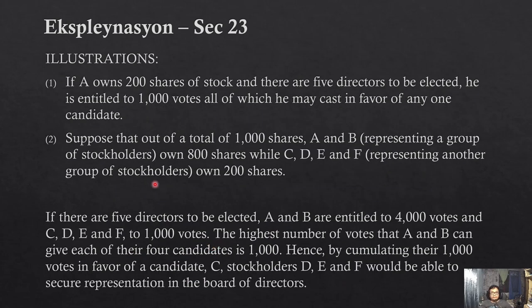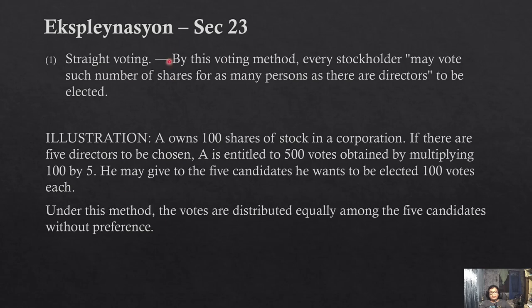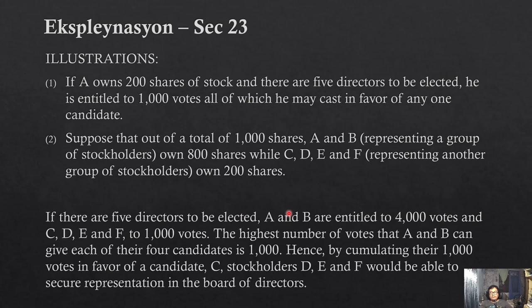Ito, illustration. Si A daw owns 200 shares of stock and there are 5 directors to be elected. He is entitled to vote all of which and may cast them all in one candidate. So yan, di ba? Kay straight voting, hindi niya pwede gawin, kasi walang preference, distributed equally. Pero dito, kay cumulative, goods lang.